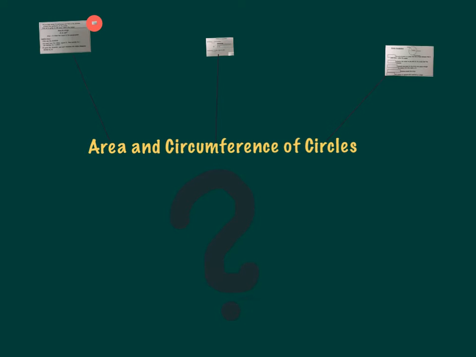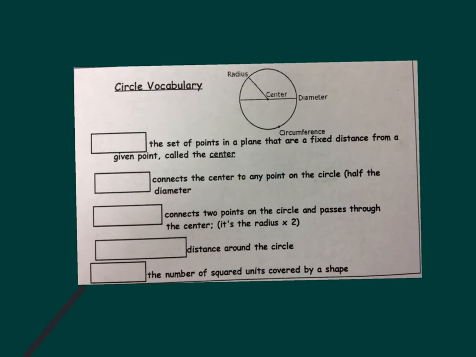Today we're going to talk about area and circumference of circles. Before we get to area or circumference, let's review some parts of a circle. So on our circle, a circle is the set of all points in a plane that are a fixed distance from a given point called the center.